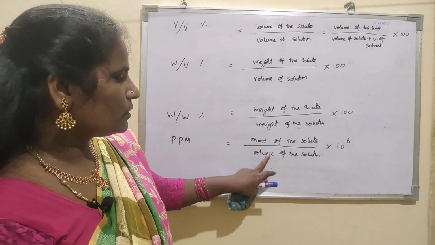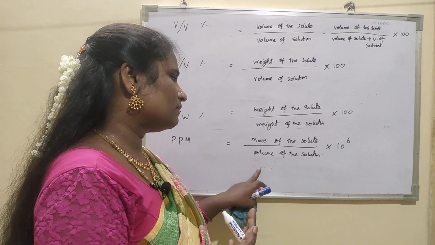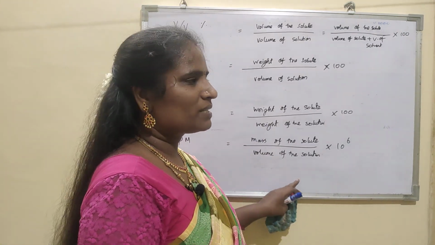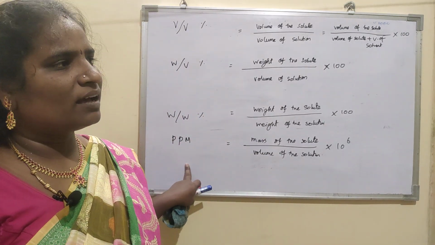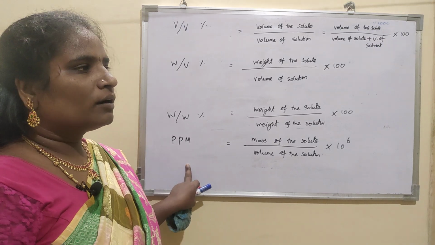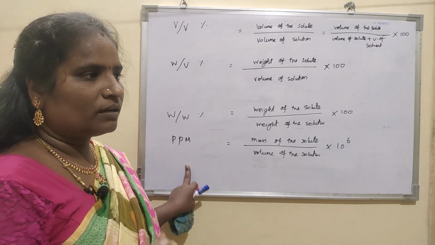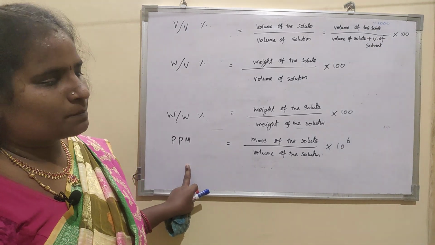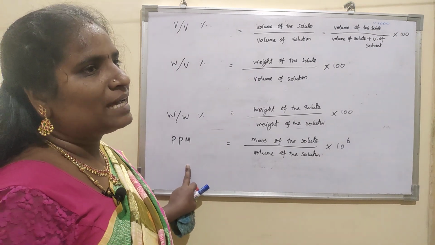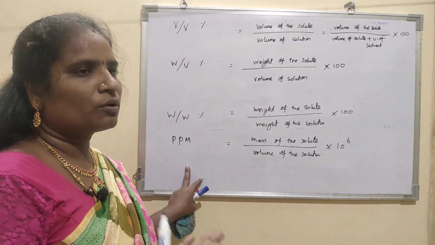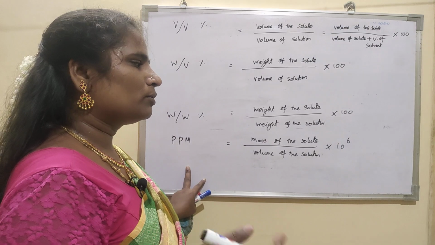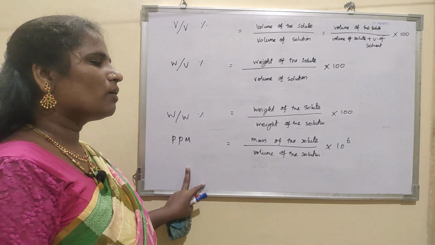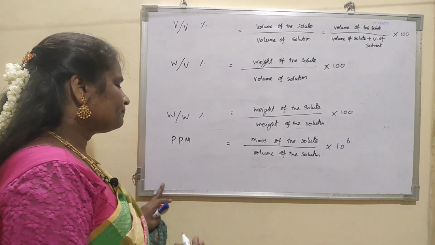So the mass of the solute divided by the volume of the solution or weight of the solution, into 10 to the power 6 times. This we use in finding out the hardness of water, like how much calcium ions are there, how much chloride ions are there in parts per million. To calculate in water, we call it parts per million.